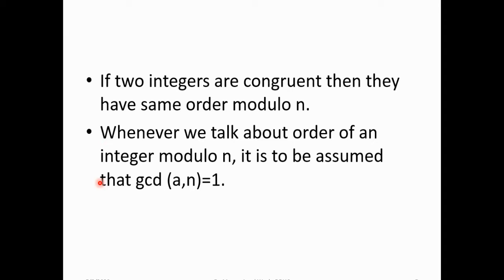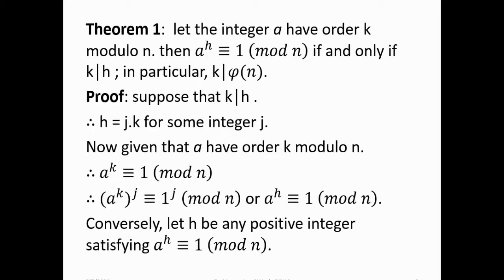Now let us see these important results. If two integers are congruent, then they have the same order modulo n. That means if you have two congruent integers, then their order will be the same. Next, whenever we talk about order of an integer modulo n, it is assumed that a and n are relatively prime. Whether it is written or not, you should always assume that a and n are relatively prime whenever we are talking about order of an integer modulo n.